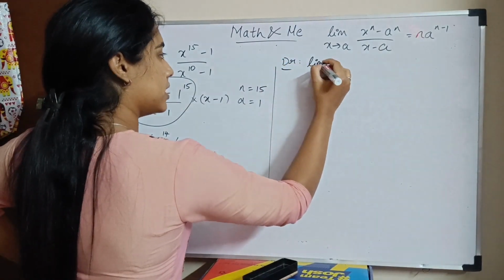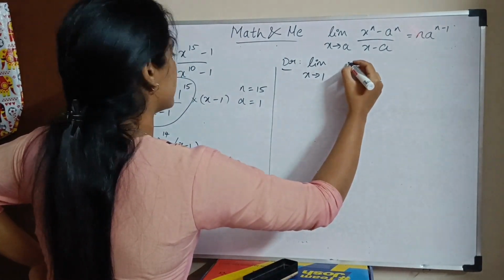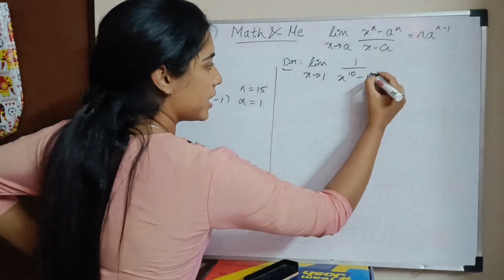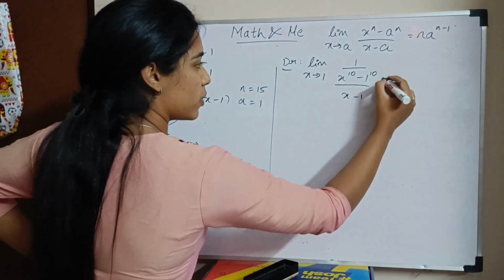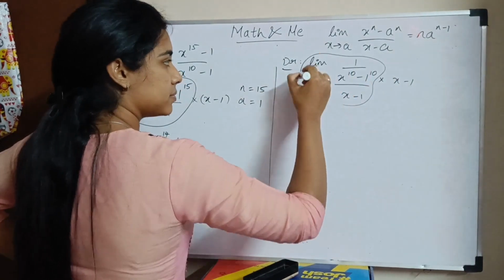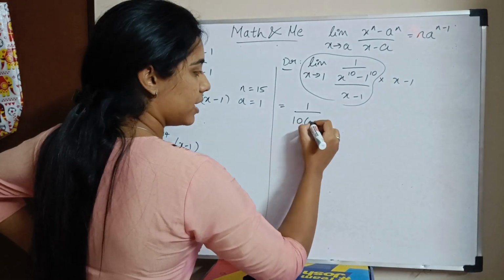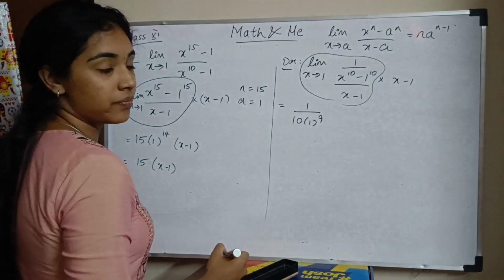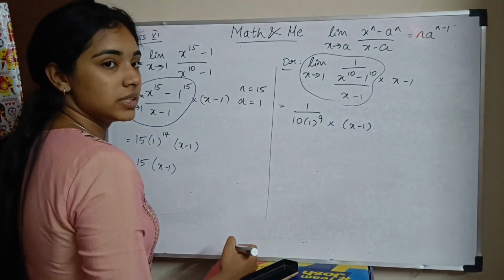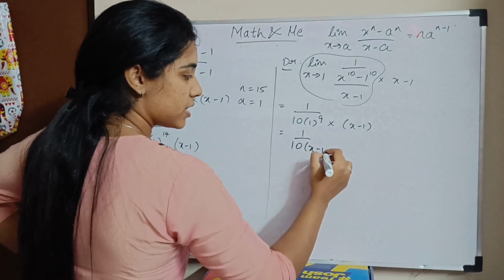What do you have? Limit x tends to 1, 1 divided by x to the 10 minus 1. இப்போ இந்த இடத்துல my n will become 10. So x minus 1 into x minus 1. So what will this term become? It will become 1 by 10 a to the n minus 1 into x minus 1. So this is your denominator part. So in that it will become 1 by 10 times x minus 1.